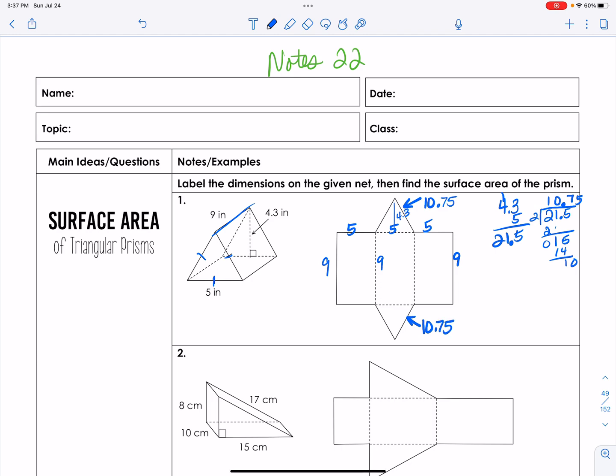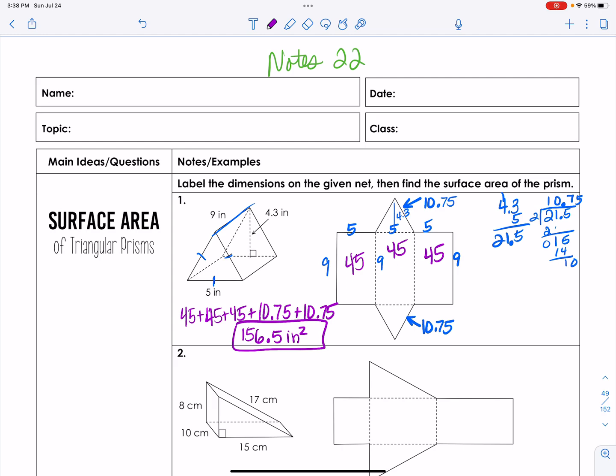So you can do this again by the nets. Now each of the rectangles are the same. 9 by 4, these are all 45s. So you're going to take your calculator, that is fine, and you're going to take 45 plus 45 plus 45 plus 10.75 plus 10.75. And you're going to add all of those up. And you get 156.5 inches squared.